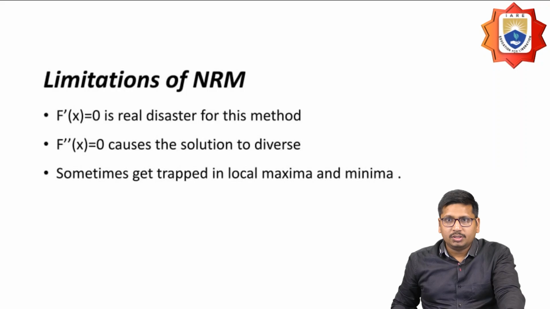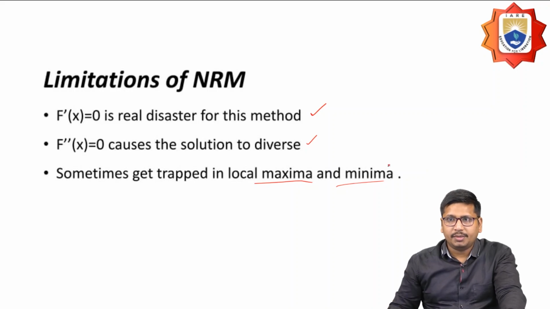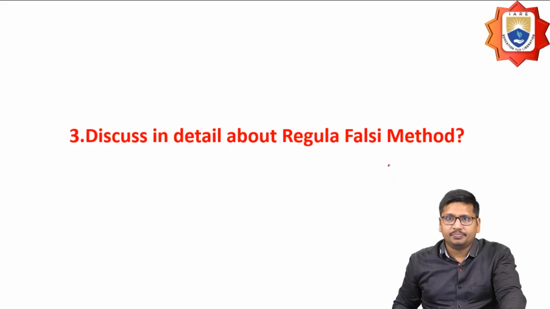When it comes to the limitation, f dash of x being zero is the real disaster for this method, and f double dash of x causes the solution to diverge, and sometimes it is also going to be trapped in a local maximum or minimum.